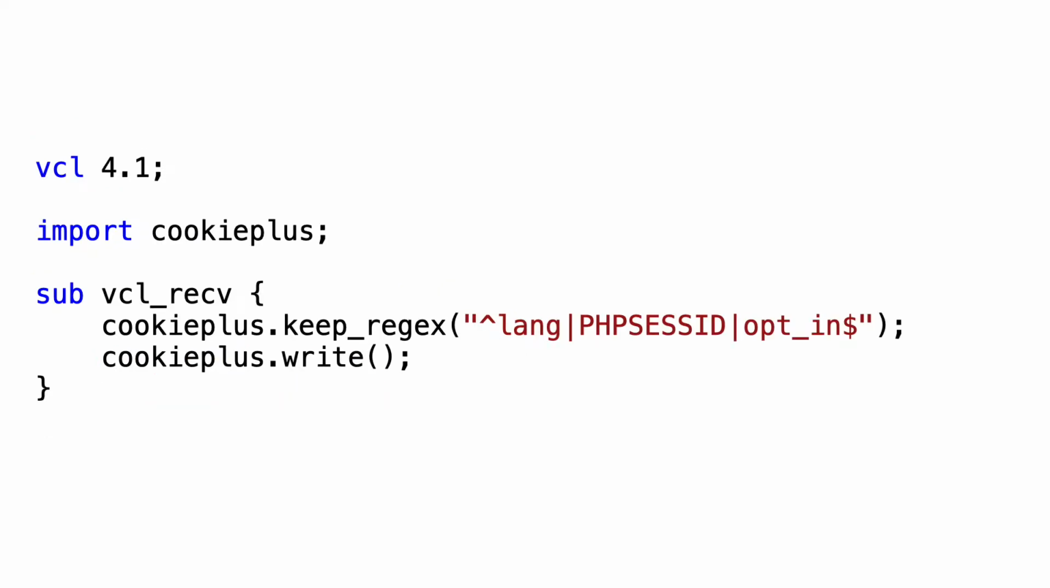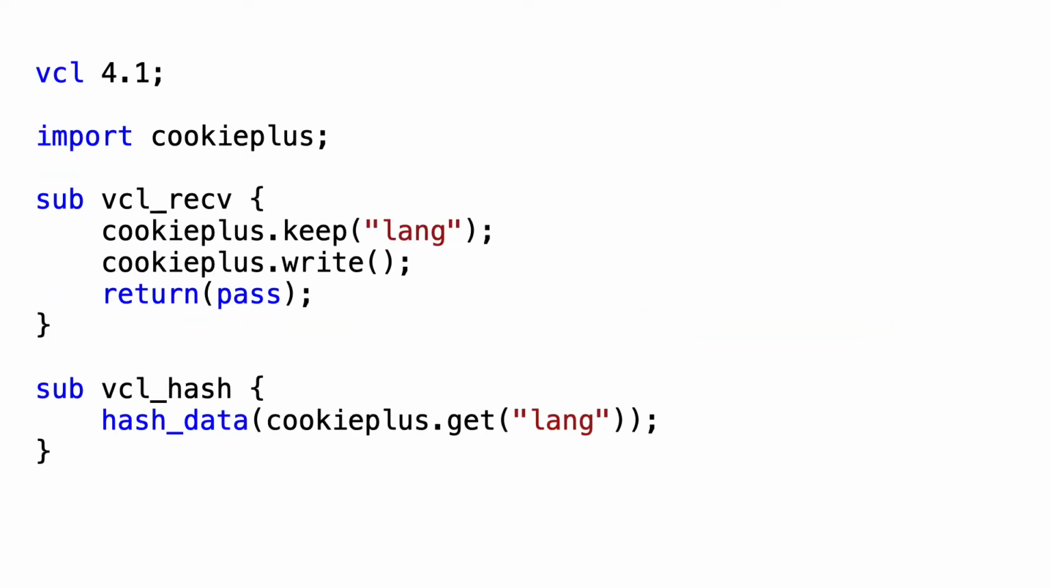And we can even do it using a single regular expression pattern. So by calling cookieplus.keepRegex, we can mention a pattern, and cookie names that match this pattern will be kept. We can actually leverage the values of these cookies to create a personalized caching experience. And as you can see in this example, we use cookieplus.get to extract the value from the language cookie and create a cache variation.